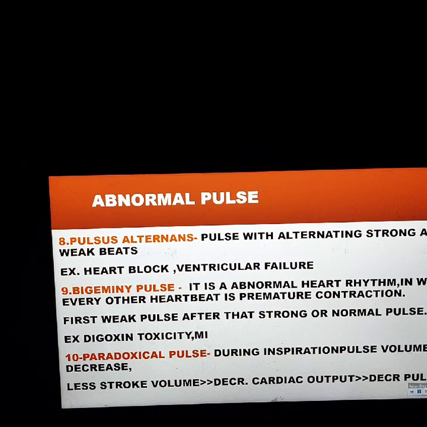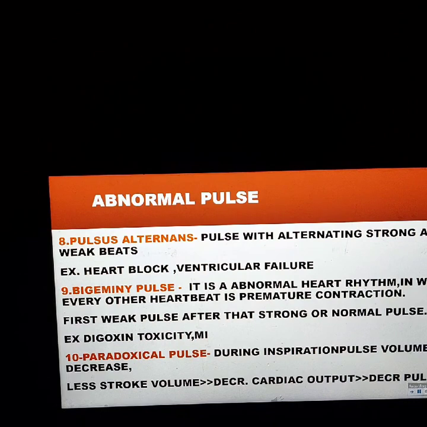Ninth one is bigeminal pulse. It is an abnormal heart rhythm in which every other heartbeat is a premature contraction. First a weak pulse, then after that a strong or normal pulse. Bigeminal pulse is seen in digoxin toxicity and MI.